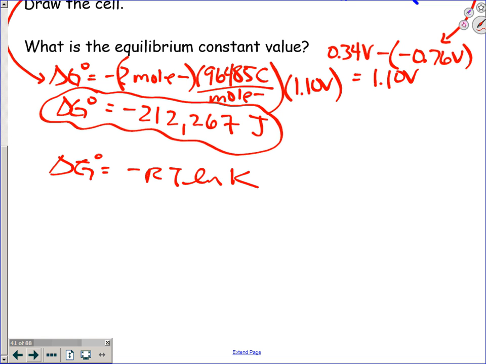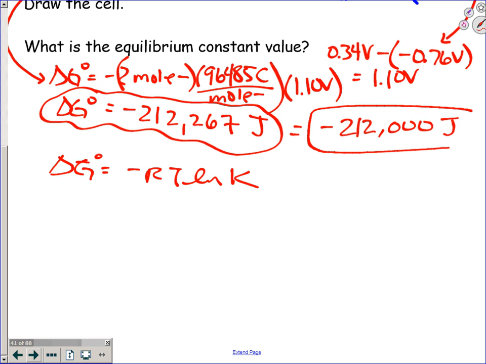Note that the 2 moles of electrons are not a sig fig. You're counting, not measuring. Sig figs come from measurements being somewhat questionable. The measured piece here is not the moles of electrons, nor the constant. A constant's a constant. The measurement comes from the voltage found, which is from the differences in the reduction potentials. So we have 3 sig figs here, so this should be what? Good job, guys. So negative 212 kilojoules, or negative 212,000 joules.